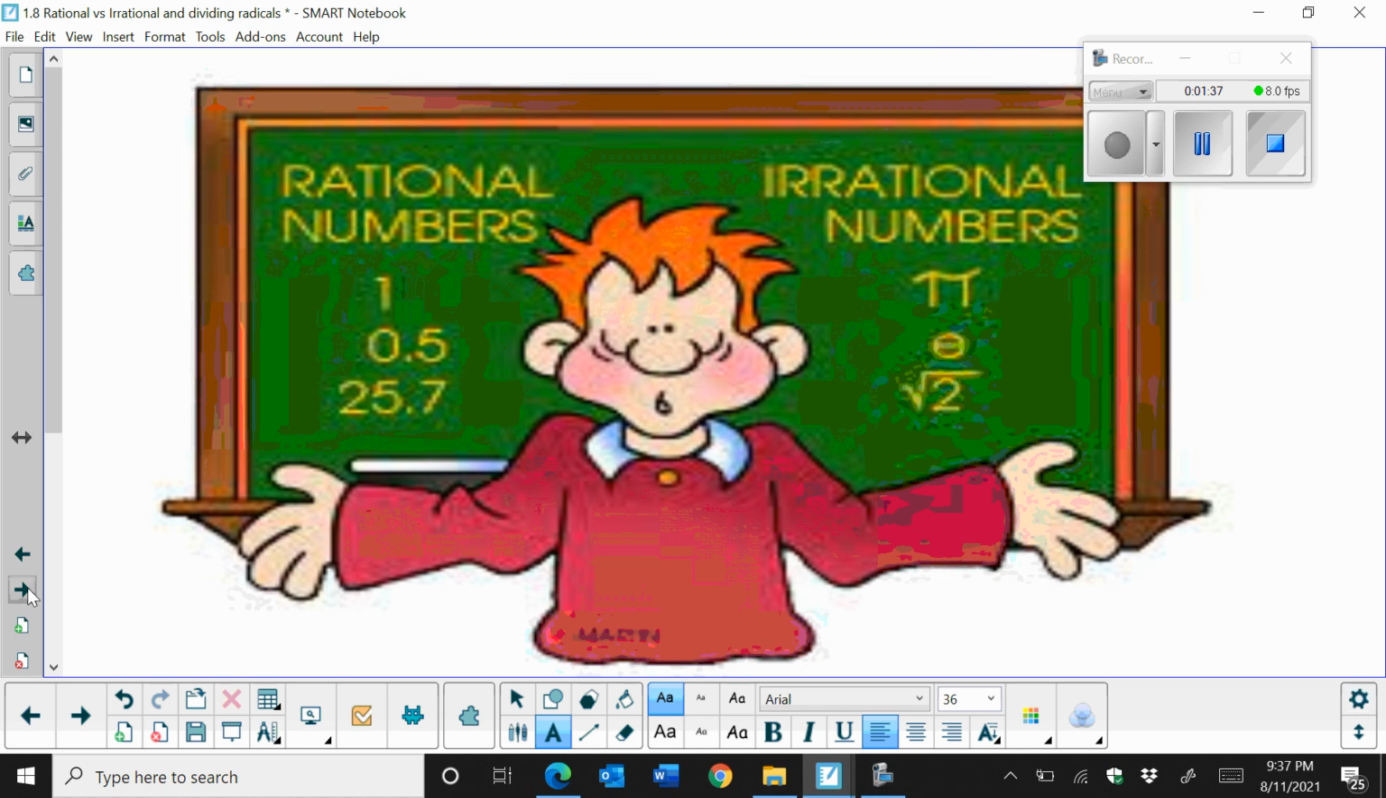So let's look at what we're doing today. You need to have the note sheet. We're going to be talking about rational numbers and irrational numbers. So let's get started.